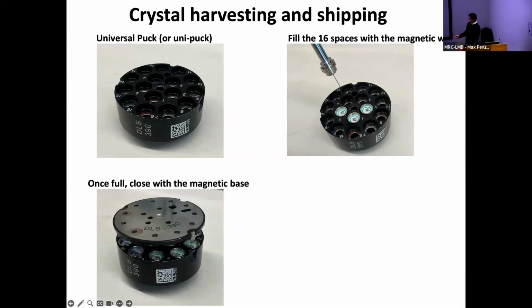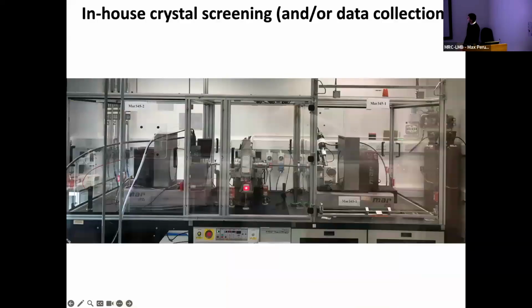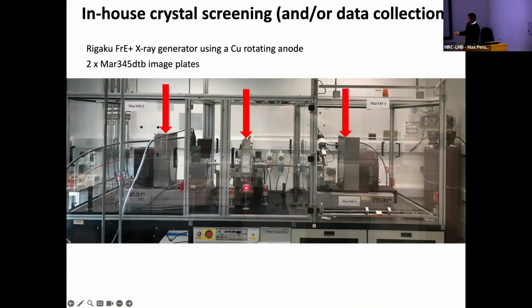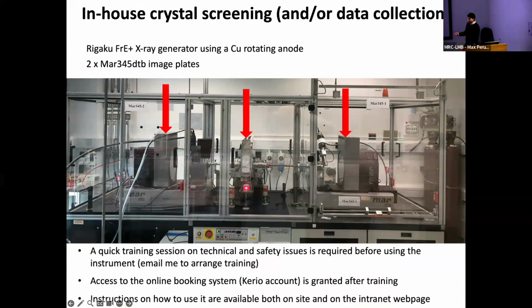Once this pack is full, you're going to close it. Of course, all of this is done under liquid nitrogen. And this will be shipped in a cryo dewar to the synchrotrons. However, we do have an X-ray generator in-house, which uses a copper rotating anode. And we have 2 stations, so 2 people can work independently. We have 2 image plate detectors. And again, if you need training, you need access, you need help with it, you can just come and see me.